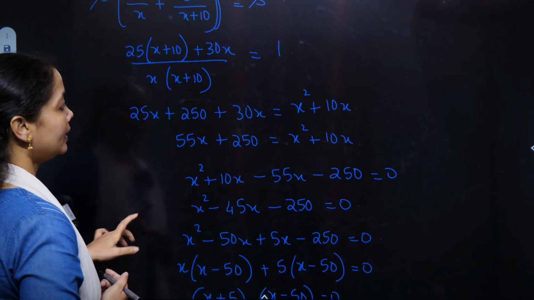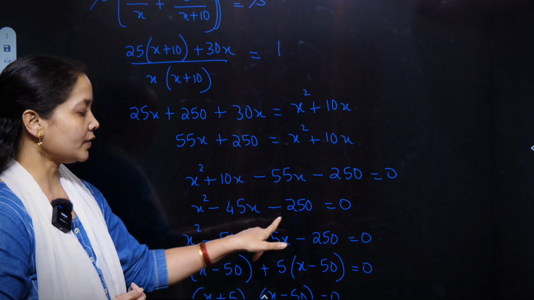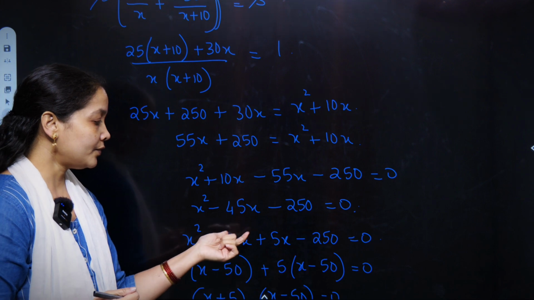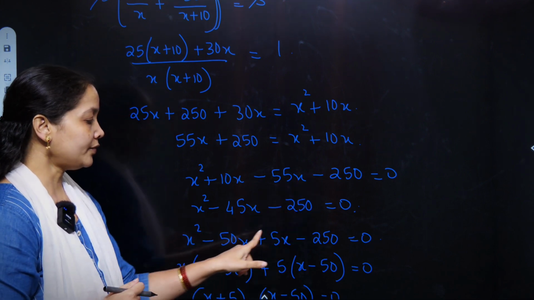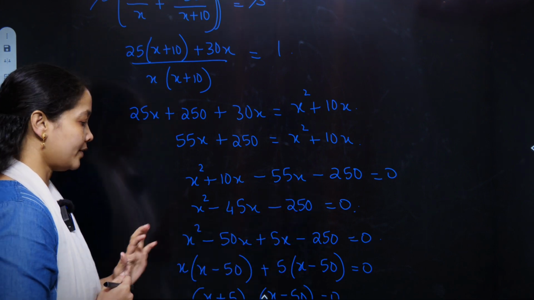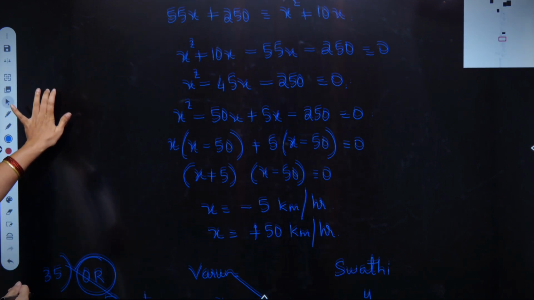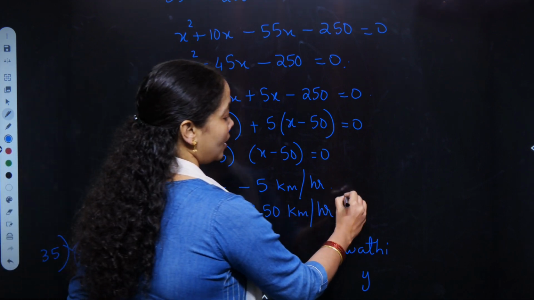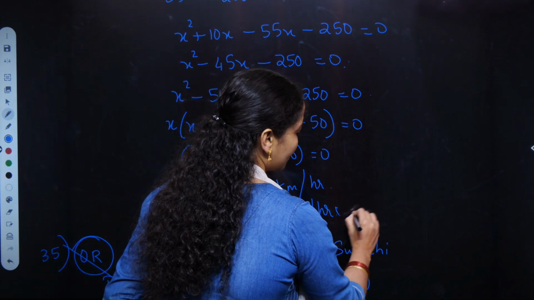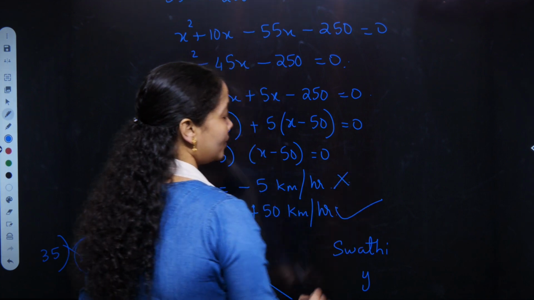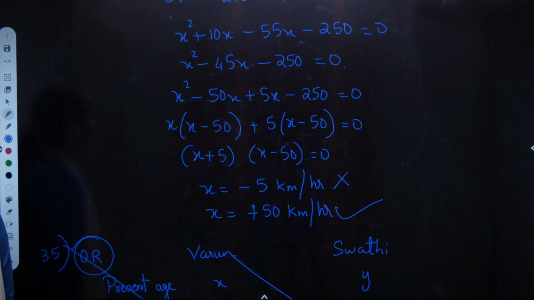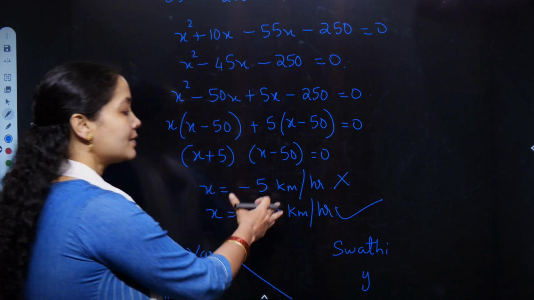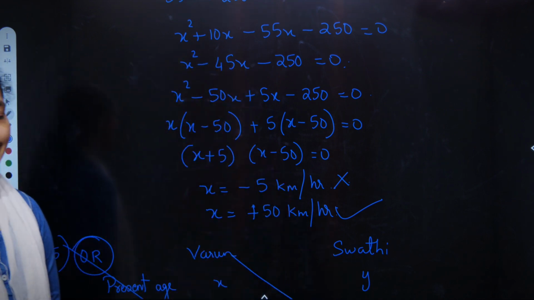When I expanded, I got the equation x square minus 45x minus 250 equal to 0. Splitting the middle term, the product will be 250, with 50 and 5. So negative 50x plus 5x is giving me negative 45x. So I got the value of x as negative 5 km per hour and positive 50 km per hour. Obviously speed can't be negative, so positive 50 will be my right answer and the value of x as negative 5 will be my wrong answer. Therefore the original speed of the bus will be 50 km per hour in this case.